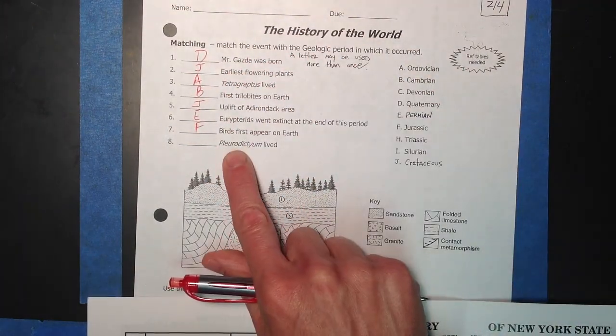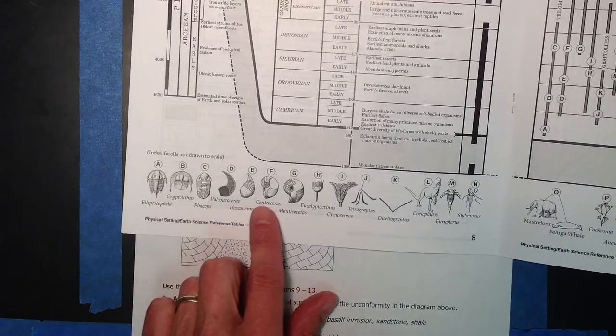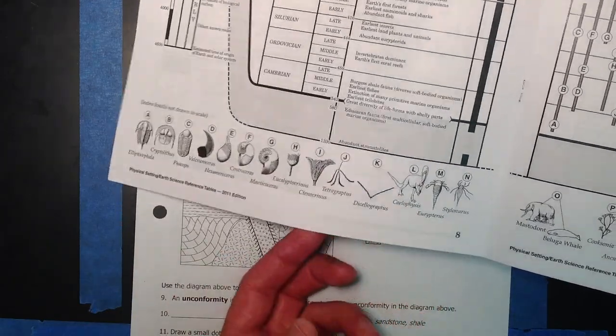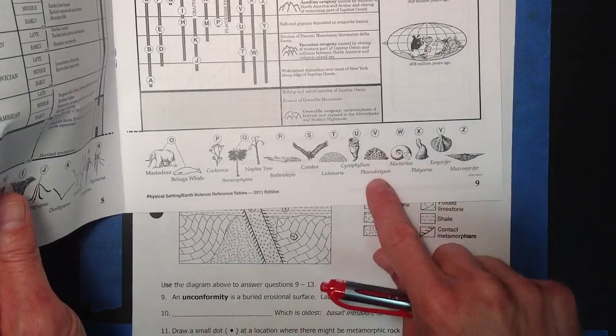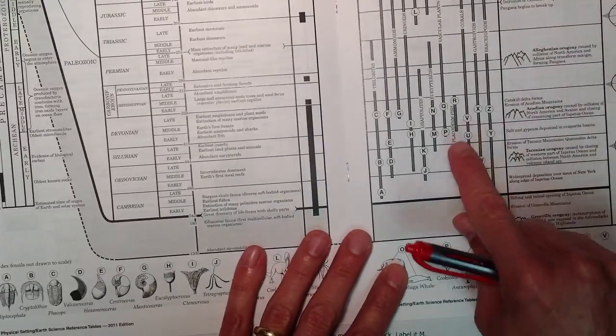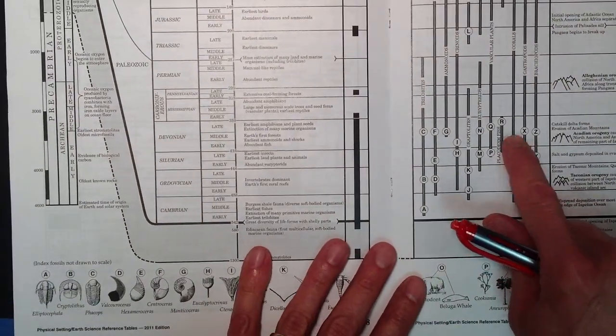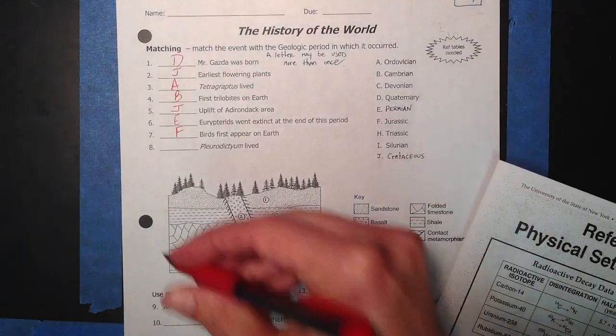And then this fossil here, Pleurodictyum. You gotta look down here. This is where you see the names. You really got to look along here. Alright, and you're gonna find it there. That's V, so that's what it looks like, letter V. And that is right here. If you follow that along here, that's Devonian. So that is choice C.